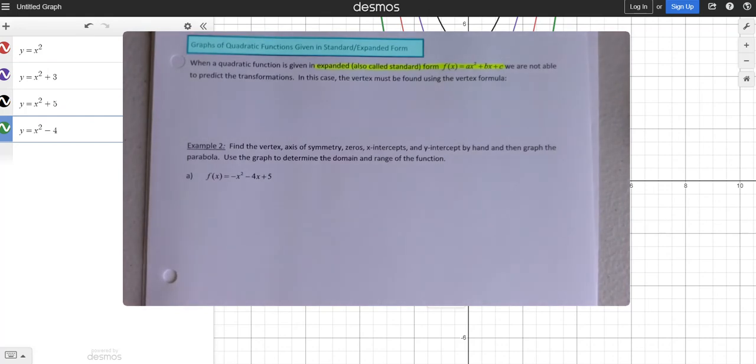Unlike the vertex form, we won't be able to predict any transformations. We can't tell if this parabola is going to move left or right or up or down. So in this case, we're going to have to use a special vertex formula to locate our vertex. This is what it looks like.